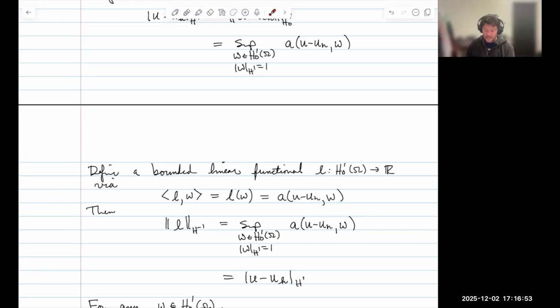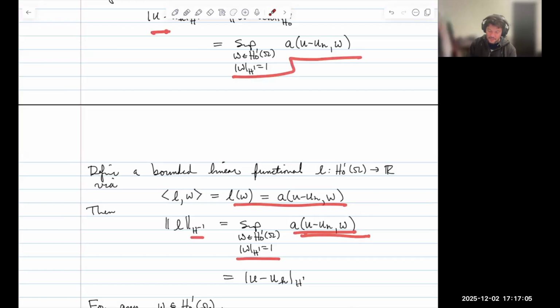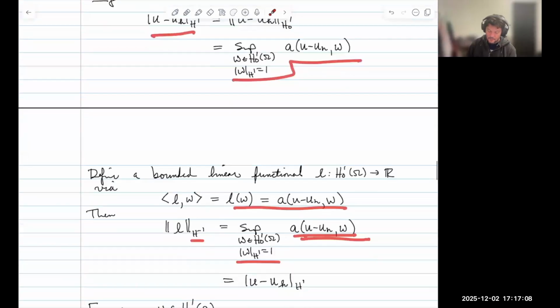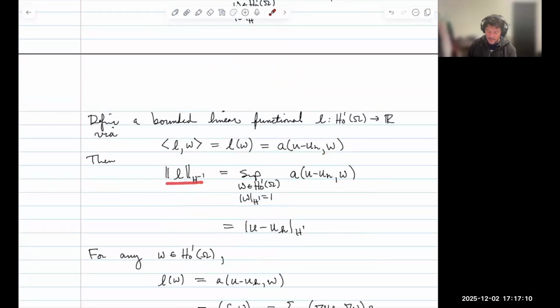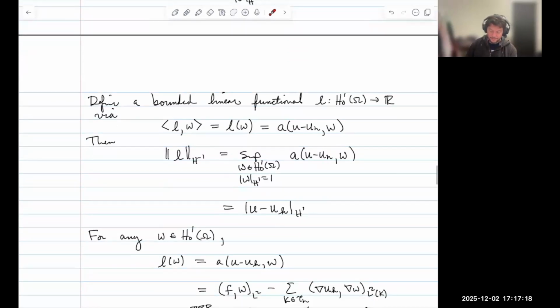The way that's done is you just use the operator norm. This is by definition the operator norm of L. There's the definition of L, just slap it in there. But I just showed that that object is exactly equal to this. So this operator norm, H minus 1, is exactly equal to this H1 seminorm of the error.